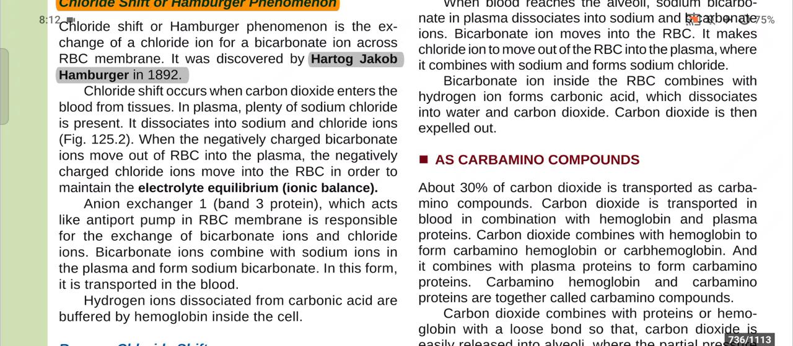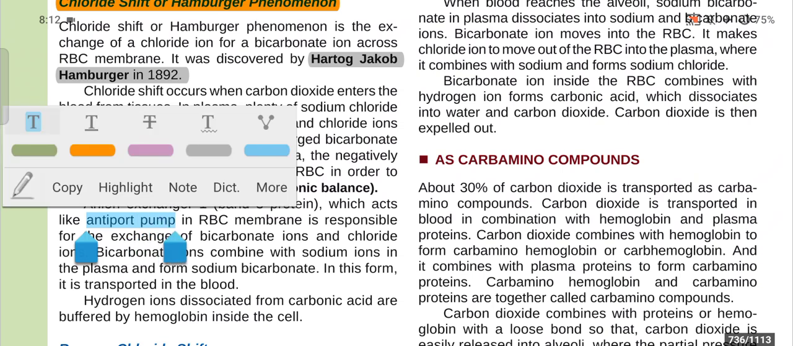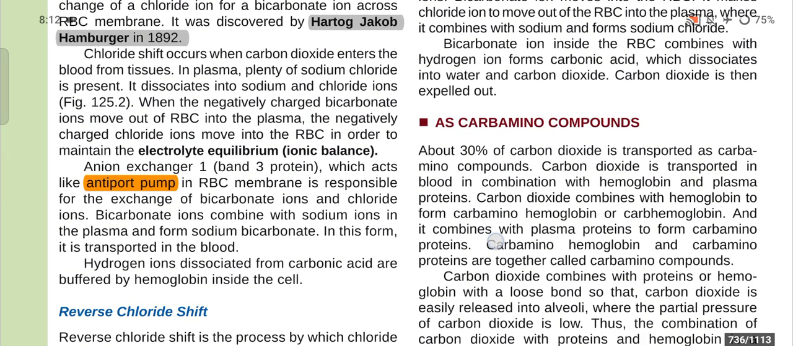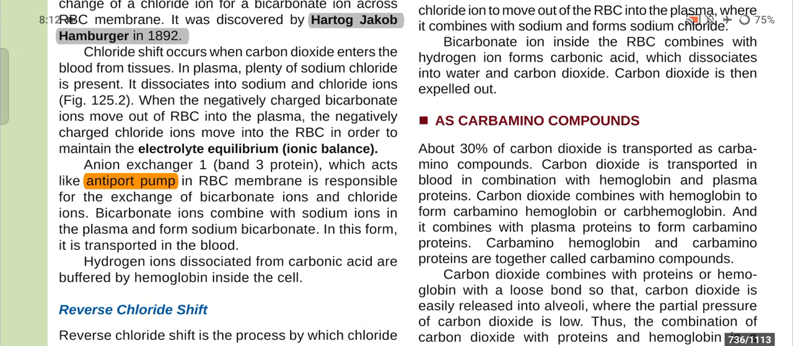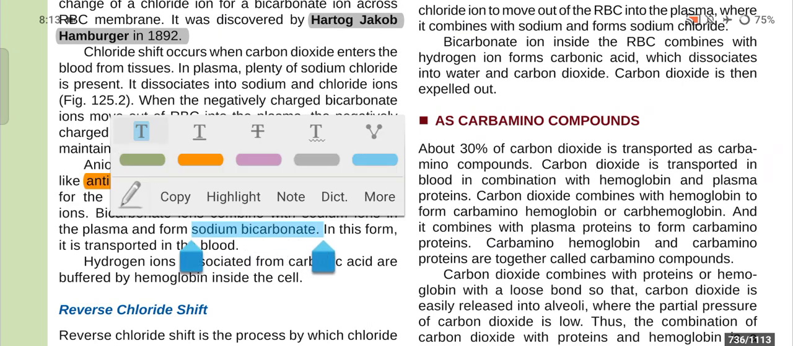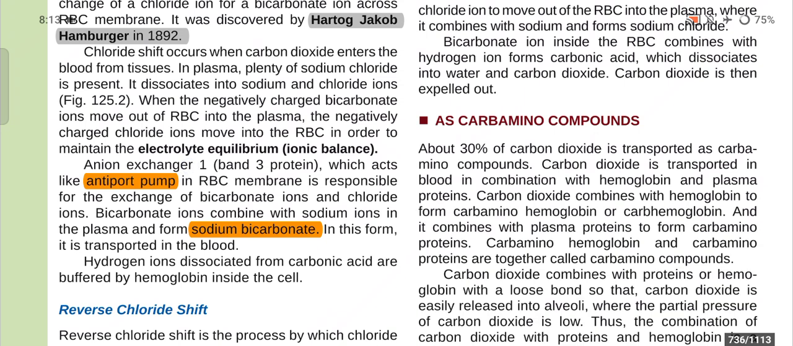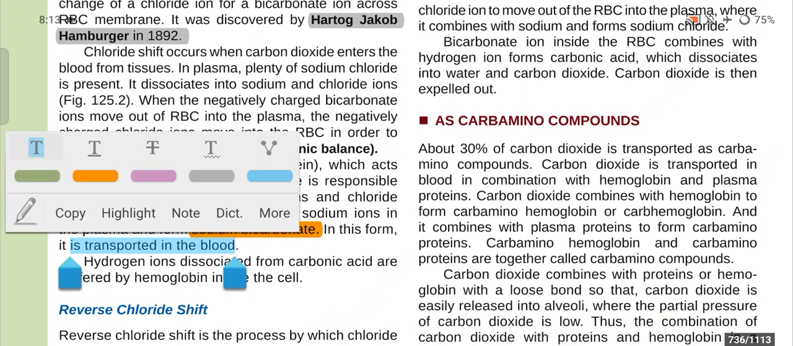Now, anion exchanger 1, band 3 protein, acts like an antiport pump in the RBC membrane and is responsible for the exchange of bicarbonate ions and chloride ions. And bicarbonate ions combine with the sodium ions in the plasma and form sodium bicarbonate, and in this form it is transported in the blood.